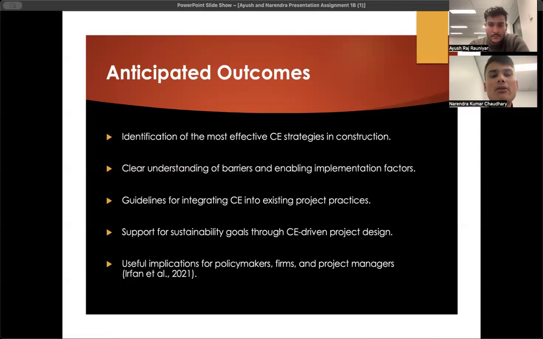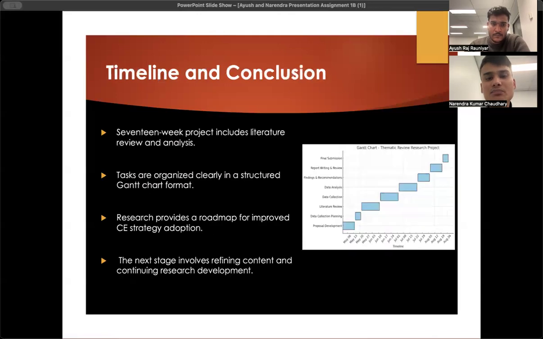Now talking about the next slide, timelines and conclusion. Over a 17-week period, the project progresses through proposal development, literature review, analysis, and report writing. We are using a Gantt chart showing the timeline first, and the second is the resources.